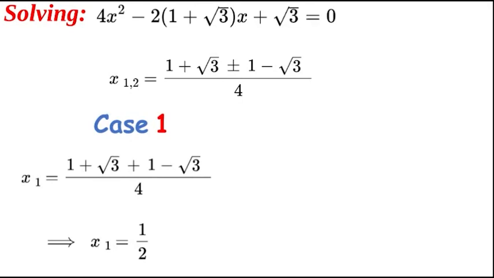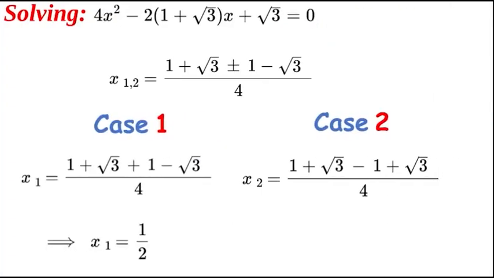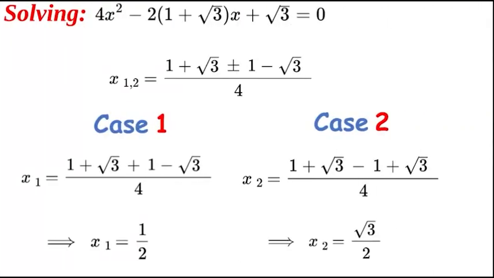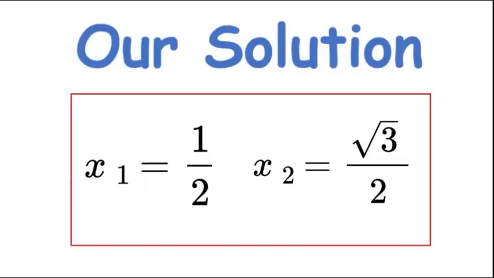Now on to case 2. You can see we have a negative implied now. So that's going to change the sign of the 1, and we're going to get a cancellation of the 1 and the minus 1, and we're going to get 2 root 3 over 4, and we know the 2's will cancel above and below, and we'll get the square root of 3 over 2. Thus our final solution to the quadratic equation is x1 is equal to a half and x2 is equal to the square root of 3 over 2.